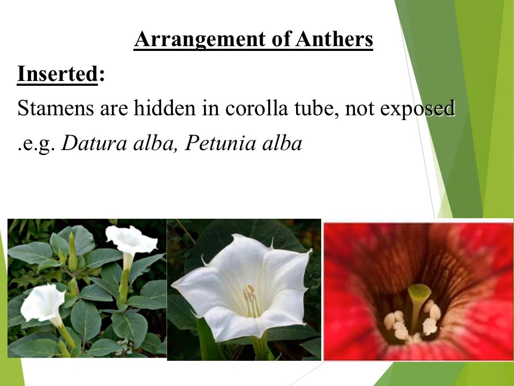Arrangement of anthers. Inserted and exserted, two types. Inserted, when the stamens are hidden in the corolla tube, they are not exposed, inserted inside. This type of anther is known as inserted. For example, here in the Thuja alba, this is the corolla tube, and the androecium, the male part, is inside the corolla tube, not exposed, hidden, inserted inside. This type of anther arrangement, known as inserted, can easily be observed in Thuja alba and Petunia. See, this is Petunia, and these are the anthers or the stamens. They are not projected out from the limits of petals.